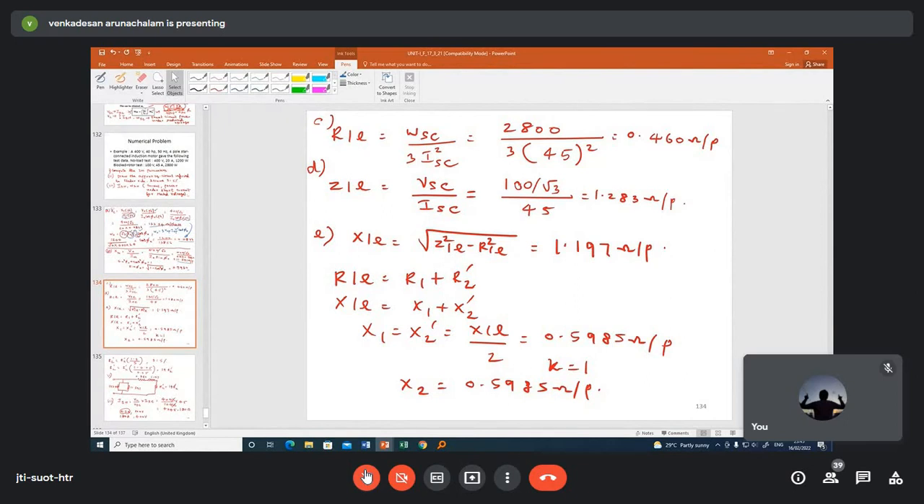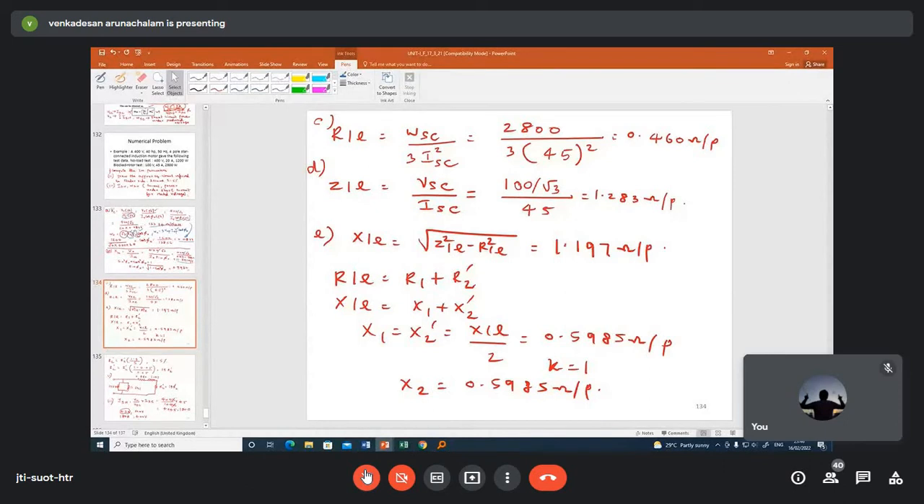Similarly, Z1E we can compute, that is VSC by ISC. So VSC is 100, that is the line value. You have to convert that into the phase value, which is star connected, 100 by root 3 divided by 45. That is equal to 1.283 ohm per phase.